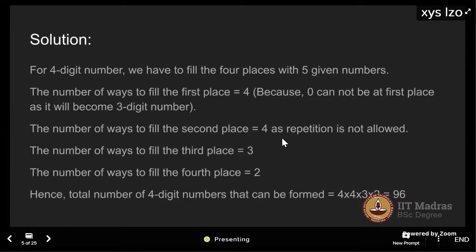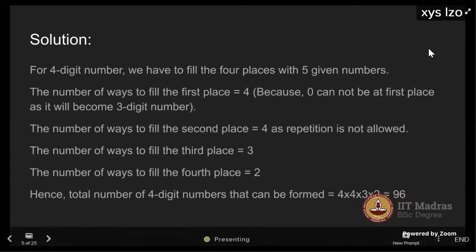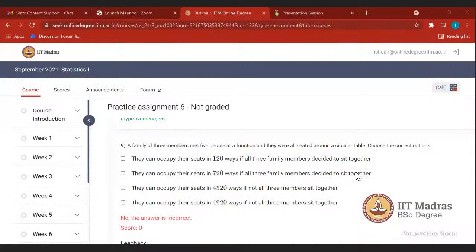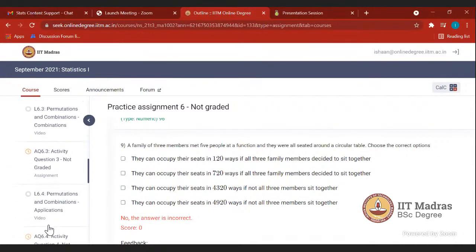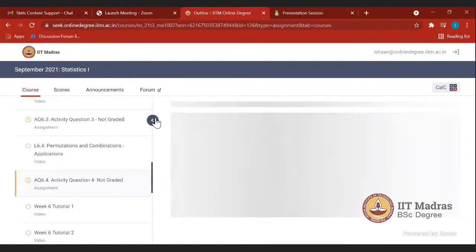Any other doubt or shall we? Can I ask a question from activity question 6.4? Okay, 1 minute. Let me share that. Okay, yeah. Which one? Activities question 6.4, the first question. Okay.